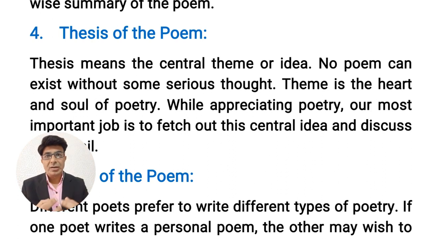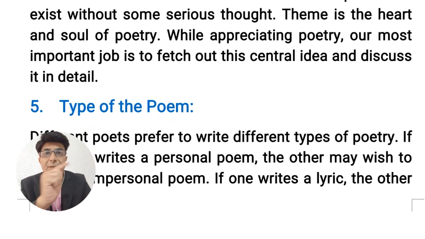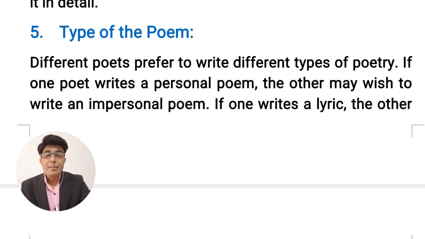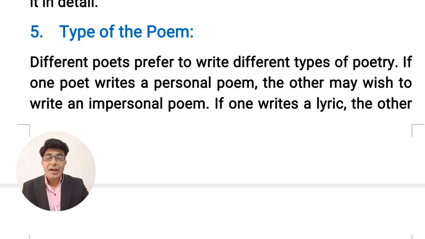So, how nature makes us happy, how nature brings happiness in our life, that is the serious idea presented in the poem. In every poem, we need to find out that particular serious thought presented by the poet. Another important aspect that we need to examine while appreciating the poem is the type of the poem. You need to decide which kind of poem the poet has written.